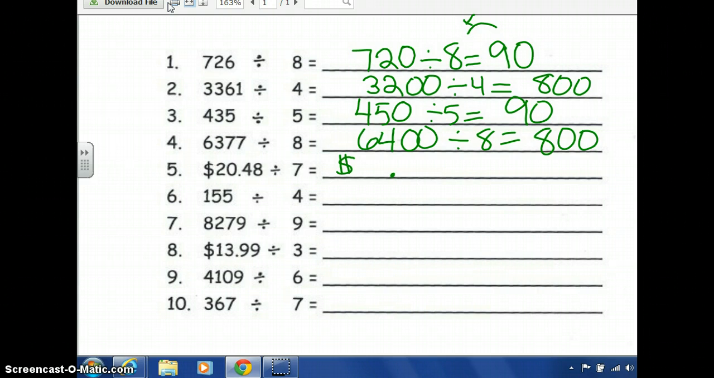$20 divided by 7. Nope, that won't work. But what's really close? That's a multiple of 7. Alan? 21. So I'm going to make this $21 divided by 7.